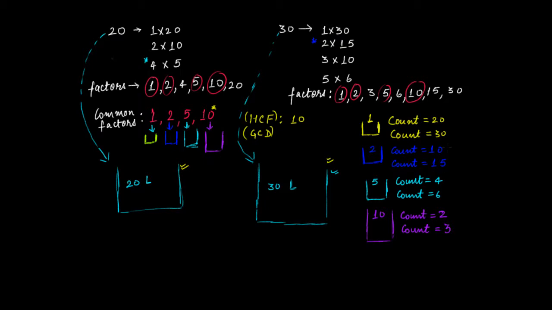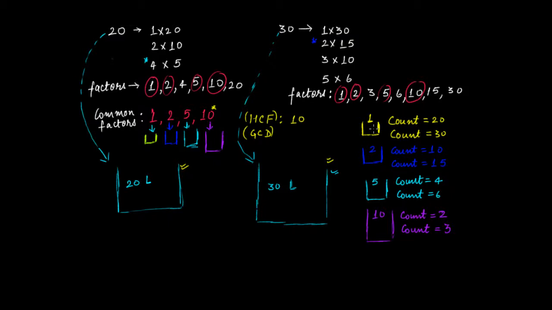Now you notice that in every case, in all these 4 cases, the count is a whole number, or you can say a natural number. It is 20, it is 30, it is 10, it is 15, it is 4, it is 6, it is 2, it is 3. It's not like 20.5 or 20.2, it's a whole number. That is, you are getting an exact number of times.